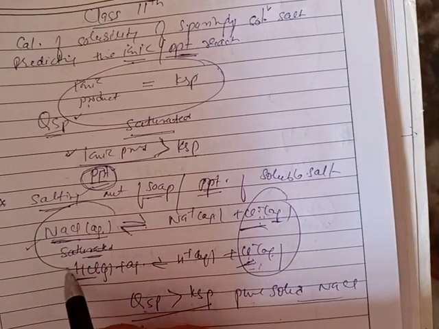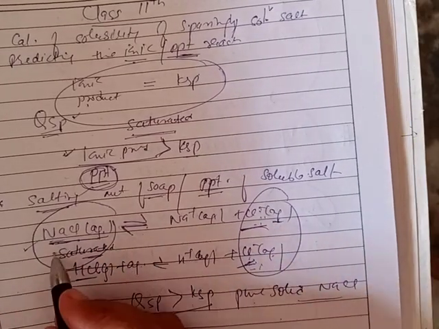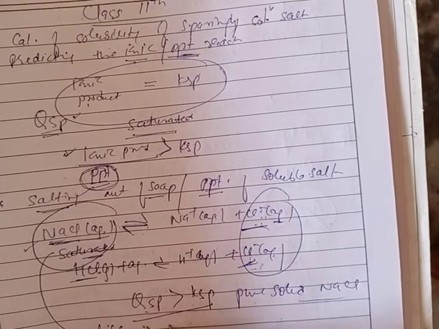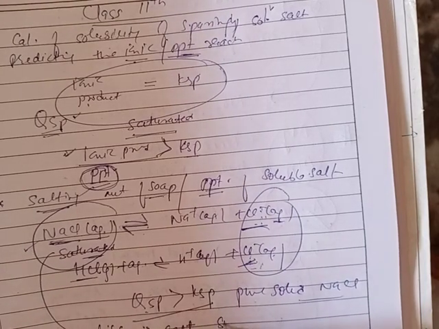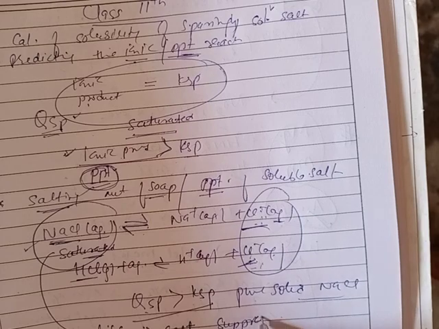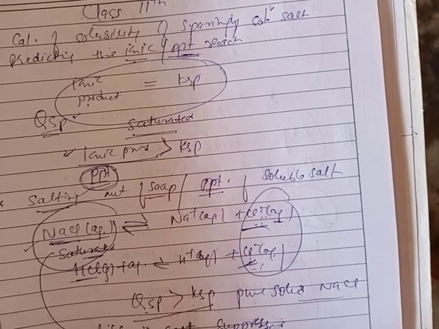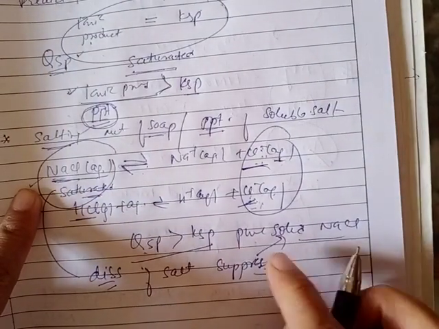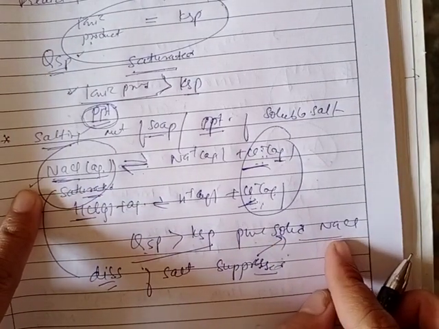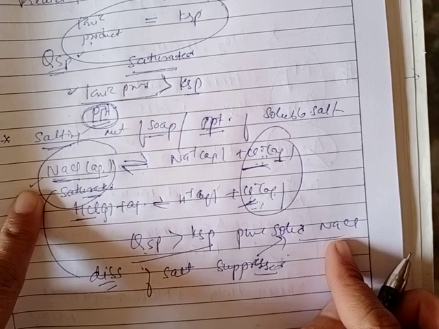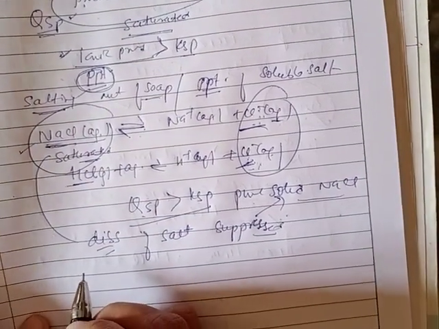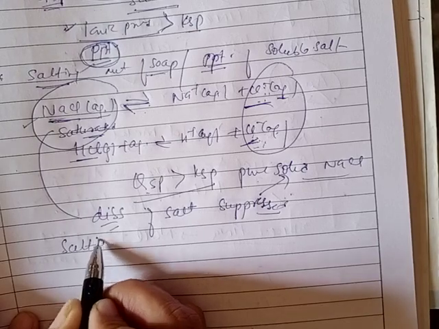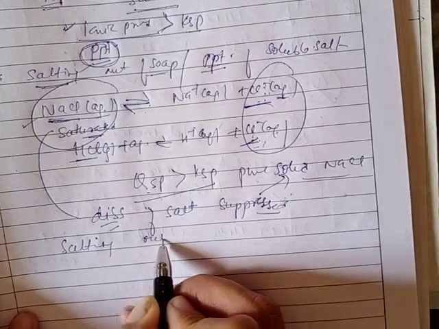When the equilibrium shifts in the backward direction, the dissociation of the salt will be suppressed, or these common ions will stop the dissociation of the salt. In this way, pure solid NaCl will separate out as a precipitate. Clear? The second application is that it will also help in salting out of soap.